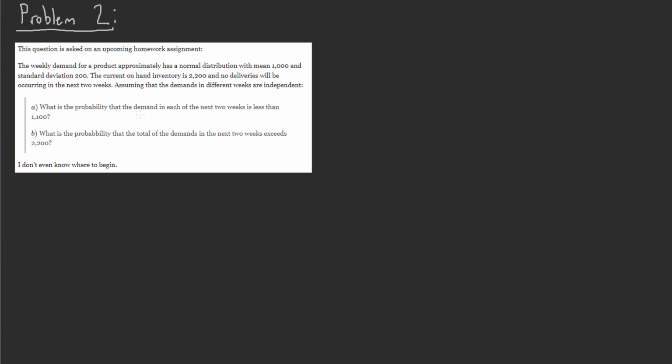For the first question here, what's the probability that the demand in each of the next 2 weeks is less than 1,100? This doesn't seem too hard. We're given a normal distribution for each week. And so we know that the normal distribution has a mean of 1,000 and a standard deviation of 200. And so if we want the probability of the demand being less than 1,100, this is just a normal CDF. And then we want all of the values to the left, all the values that are less than 1,100. So this is going to be from negative infinity, and we're going up to 1,100.